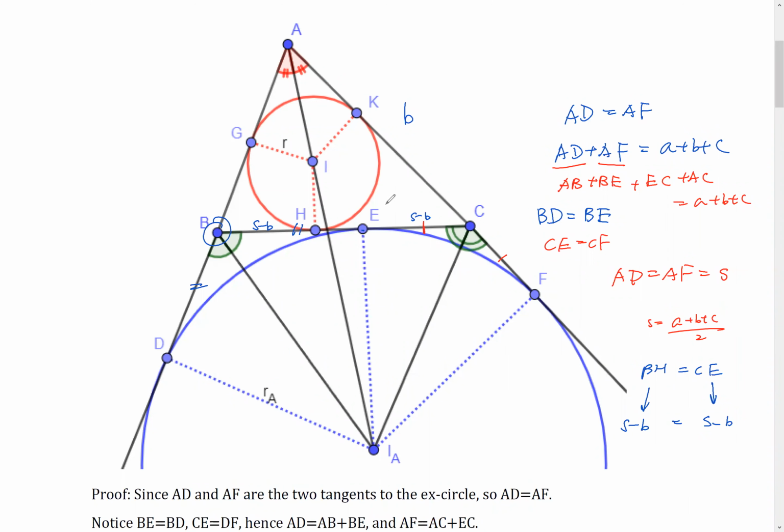All right, so the excircle contact point on BC is not just some random point, it's the mirror image of point H over the midpoint of BC, right? If the incircle contact point is here, then on the right-hand side, the mirror image is the excircle's contact point.